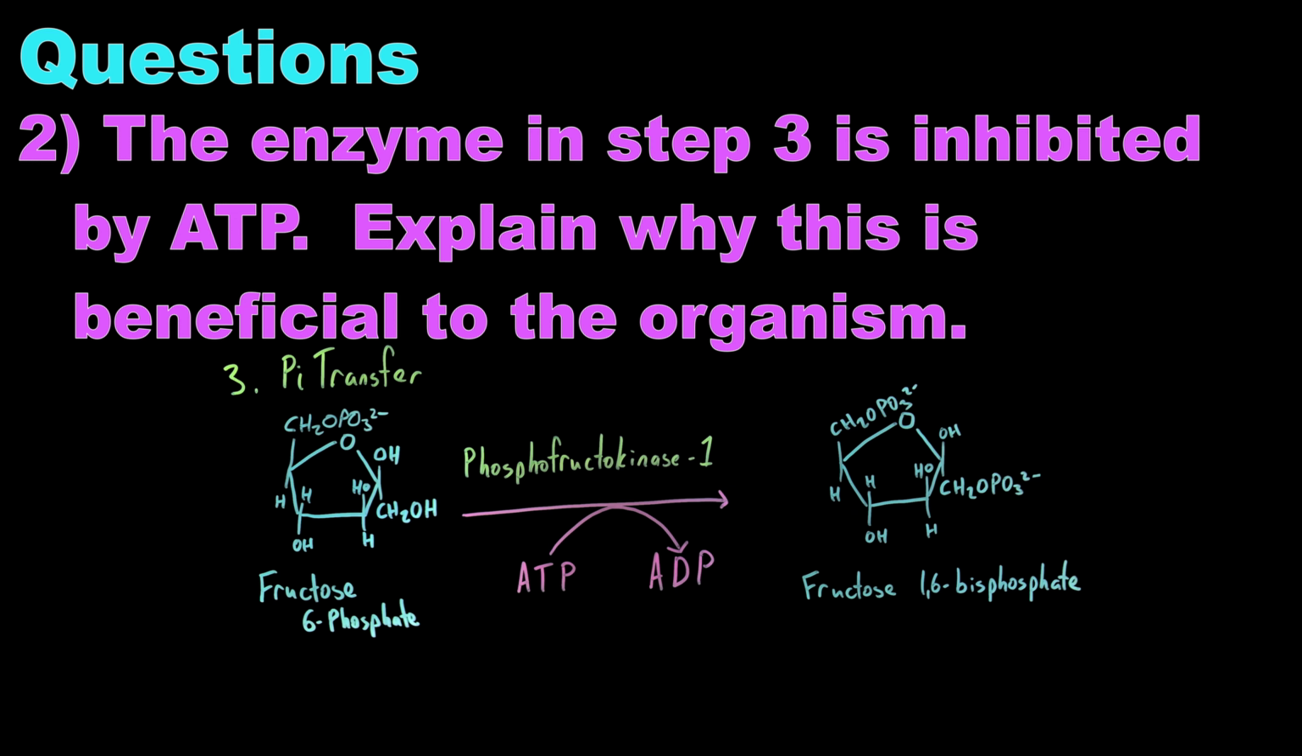But in step 3, we see the opposite. ATP is a reactant that inhibits the enzyme. In other words, if there's too much reactant, the reaction slows down. This might seem counterintuitive, especially if you're remembering Le Chatelier's principle from general chemistry. So explain why the inhibition in step 2 is beneficial.